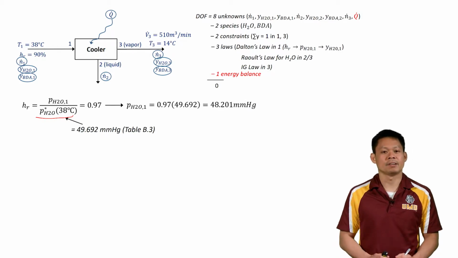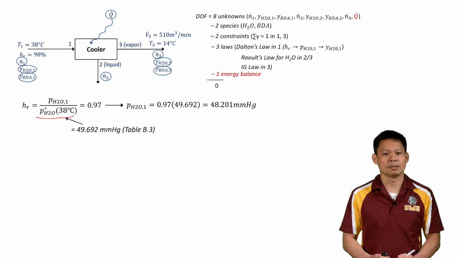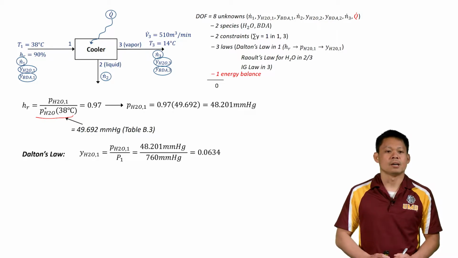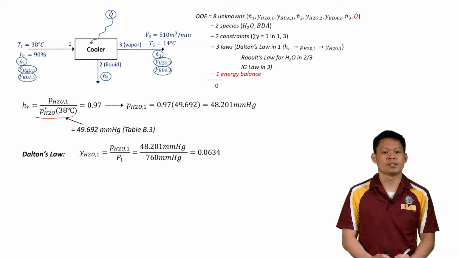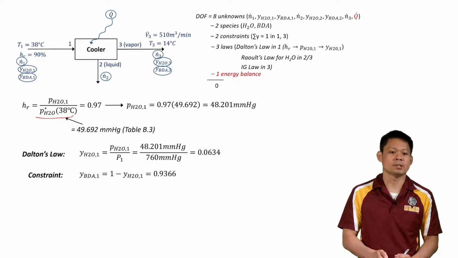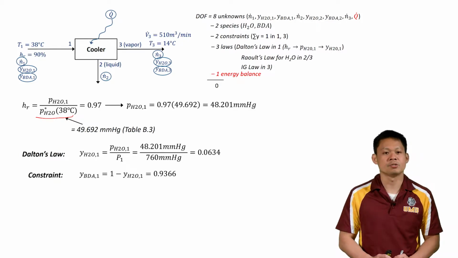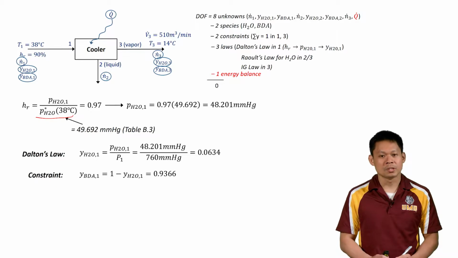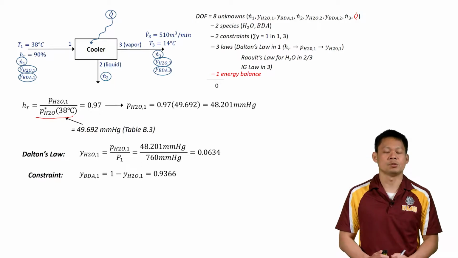With that, we can find our partial pressure of water in stream 1. Use Dalton's law to find our mole fraction of water vapor in stream 1. Use our constraint to find that of bone-dry air in stream 1. And now we are almost done with the material balance part. We're just left with our 2 balances.